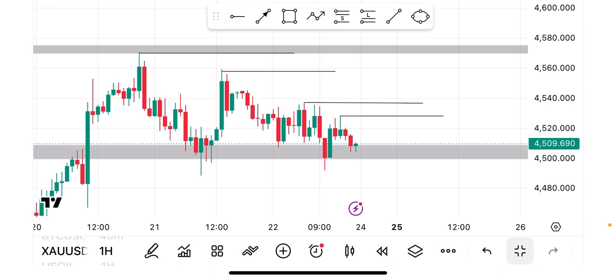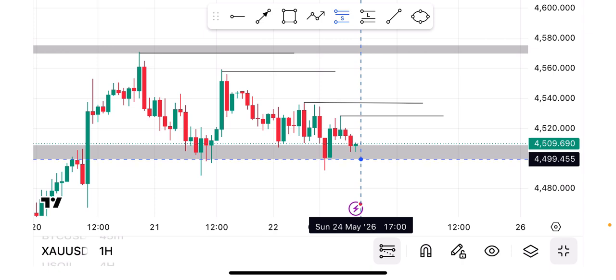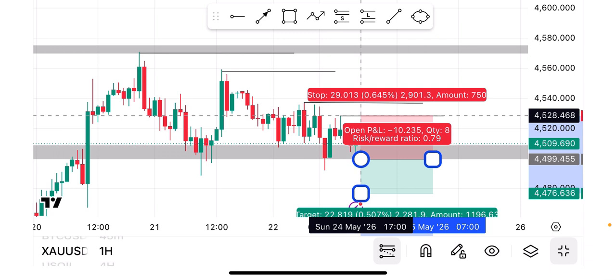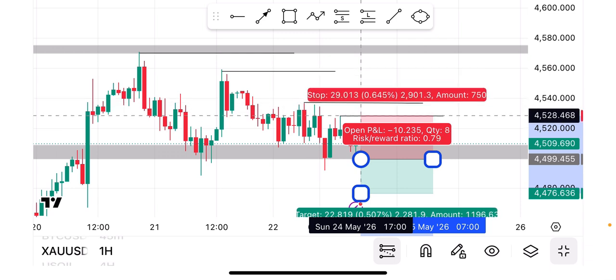Okay? So your entry is gonna be at this level right here. We want to wait for price to break below this level, and your stop loss could be at this level, or, to be safer, you could put it over here. But I'm gonna put mine over here.